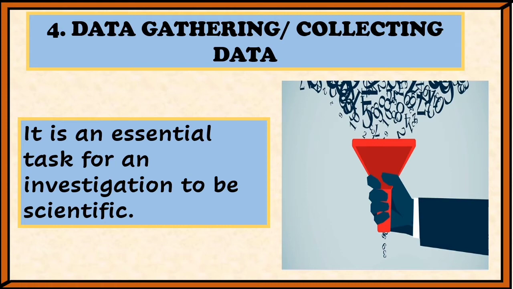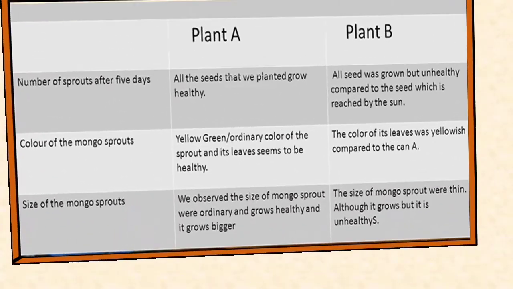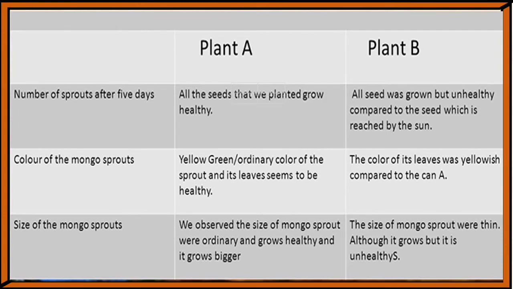For this example experiment, for the number of sprouts after 5 days, in can A, all the seeds that we planted grew healthy, while in can B, all the seeds grew but unhealthy compared to the seeds which were reached by the sun. And for the color of mango sprouts, in can A, yellow-green or the ordinary color of the sprout and its leaves seem to be healthy, while in can B, the color of its leaves was yellowish compared to can A.